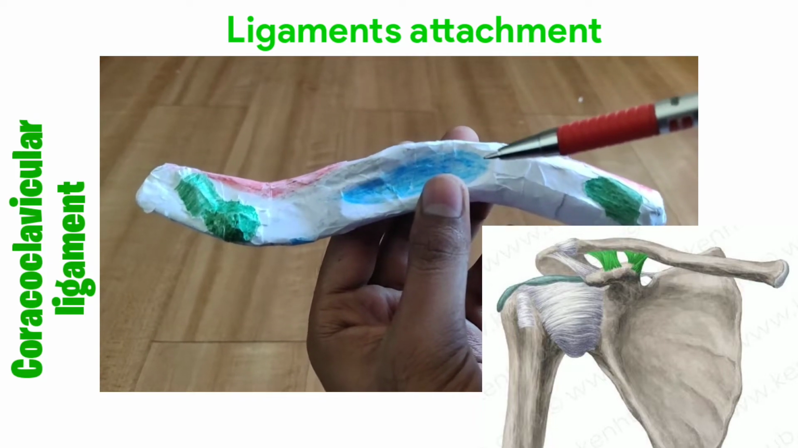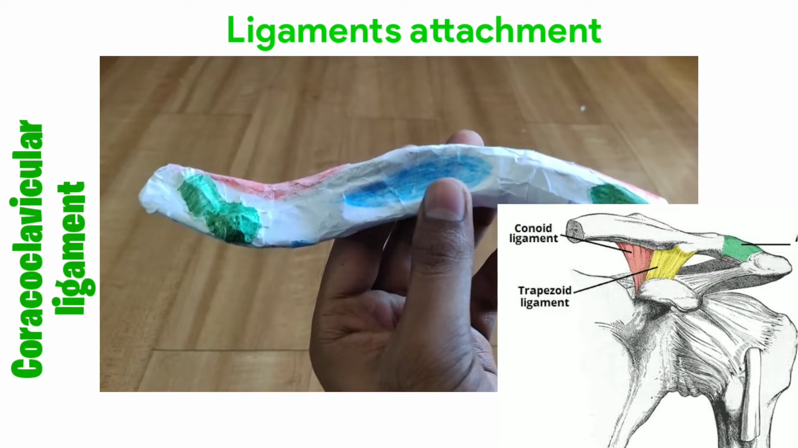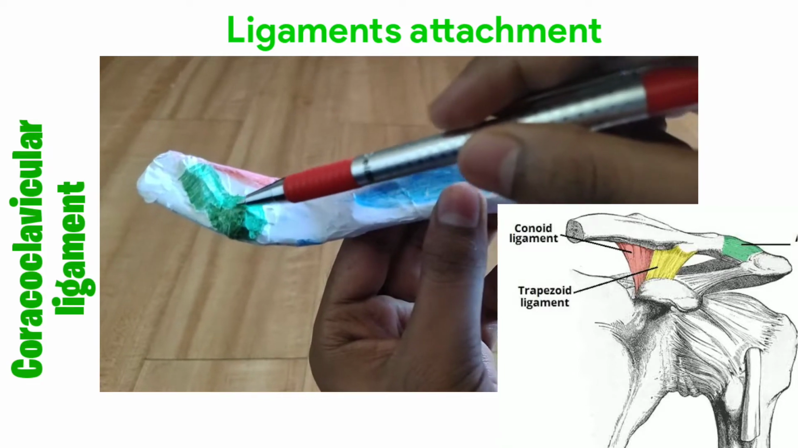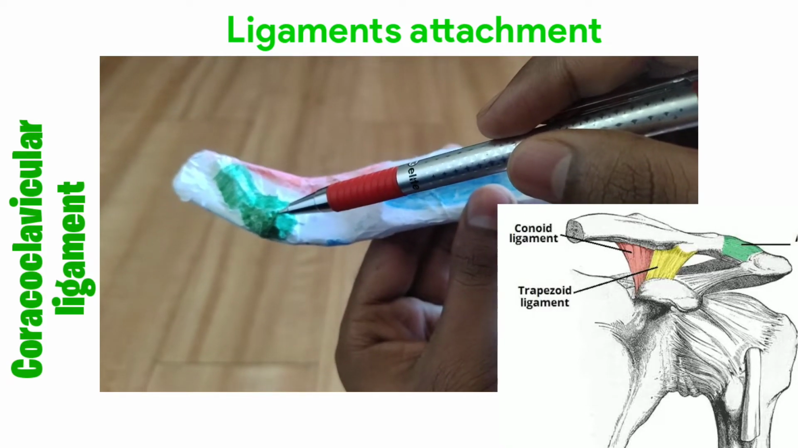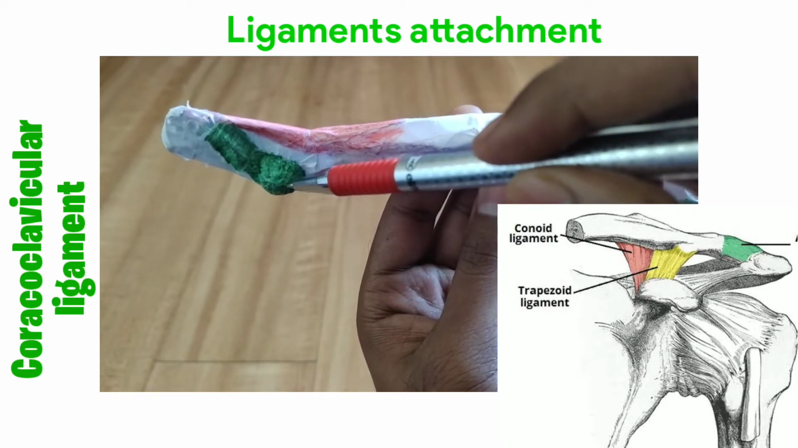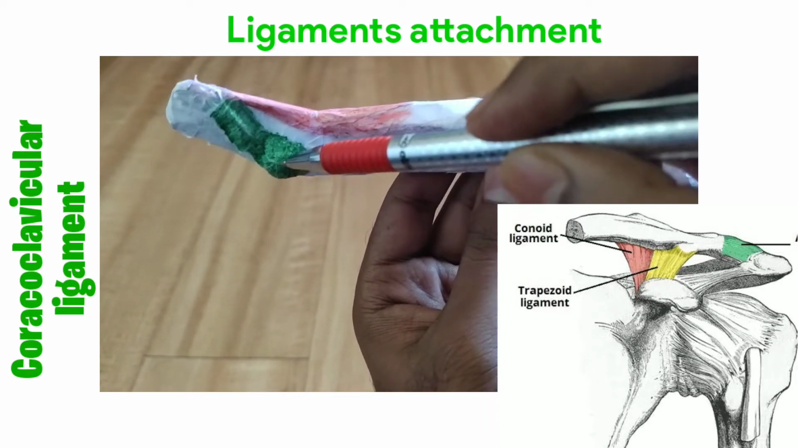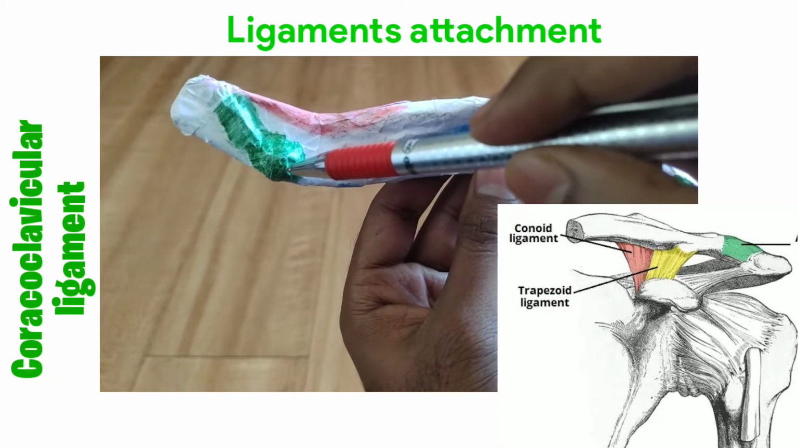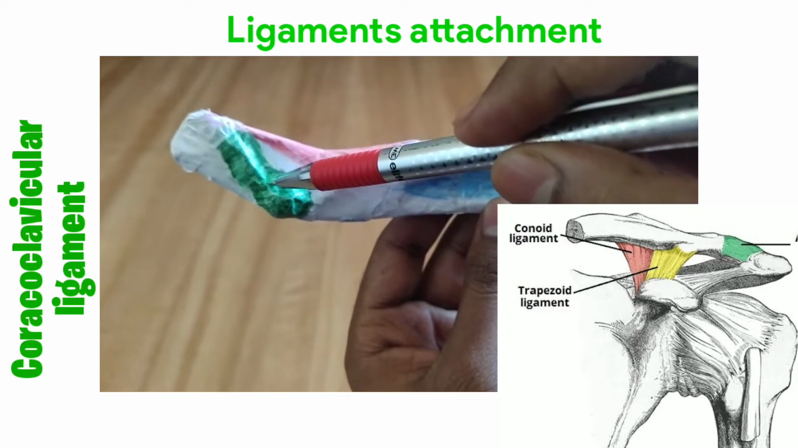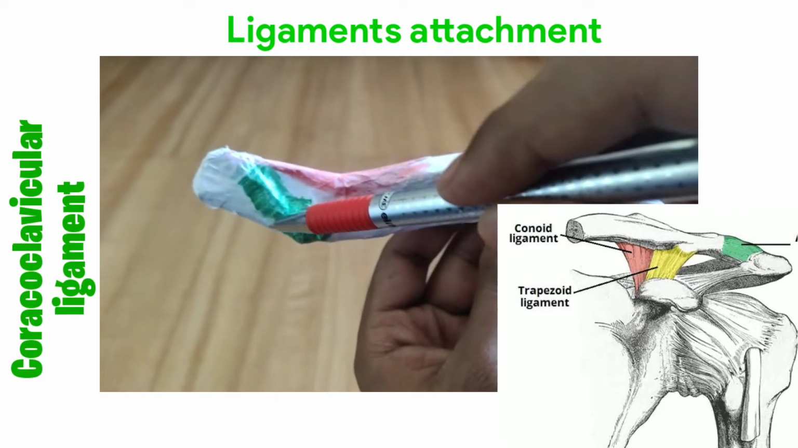The coracoclavicular ligament will have 2 parts, conoid part and trapezoid part. The conoid part will attach on the conoid tubercle. This is the conoid tubercle. It will be present in the inferior surface of the clavicle in the lateral 1/3 of the clavicle, on the posterior side, and the other part, the trapezoid part, will attach to the trapezoid ridge. This one is the trapezoid ridge. It will also be present in the inferior surface of the clavicle.